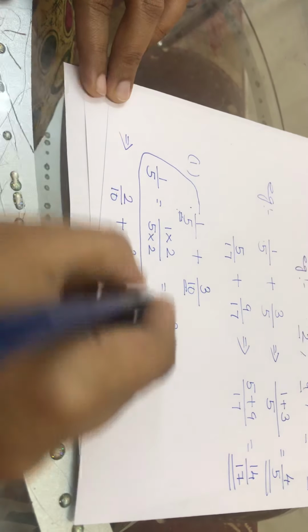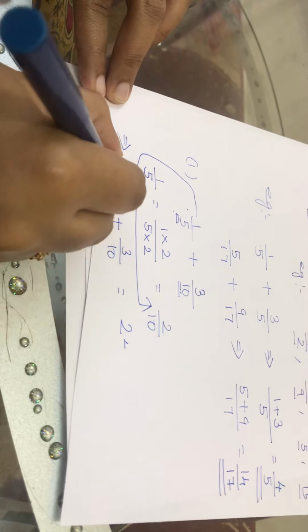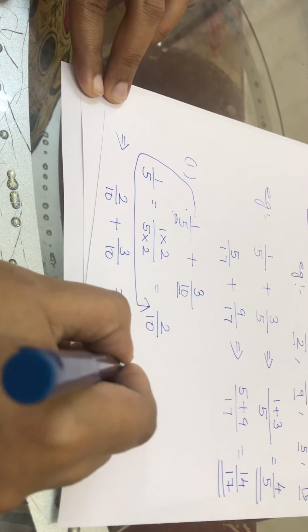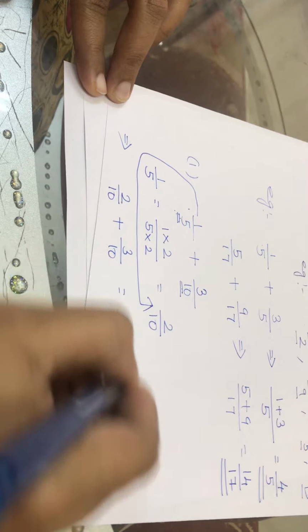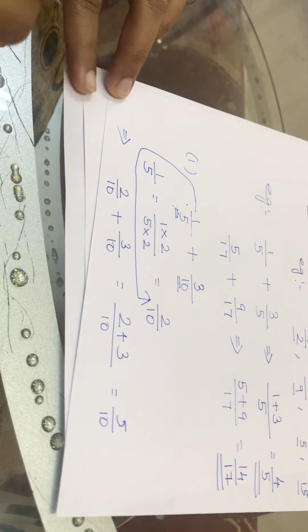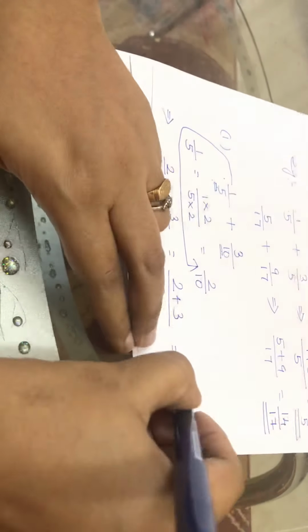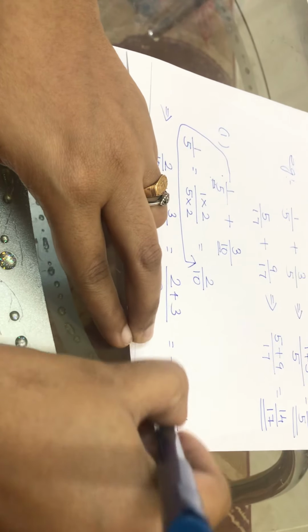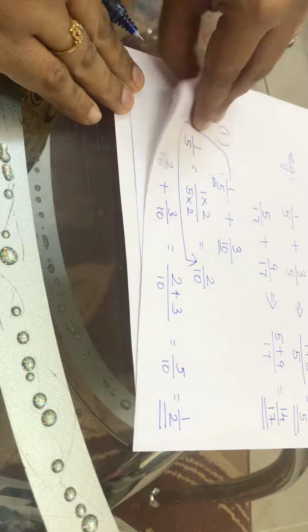That becomes what? We can directly write because we have like fractions now. So 2 plus 3 divided by 10. This is 5 by 10. Obviously we know 5 by 10 we can reduce into 1 by 2. Okay, now we have another example.